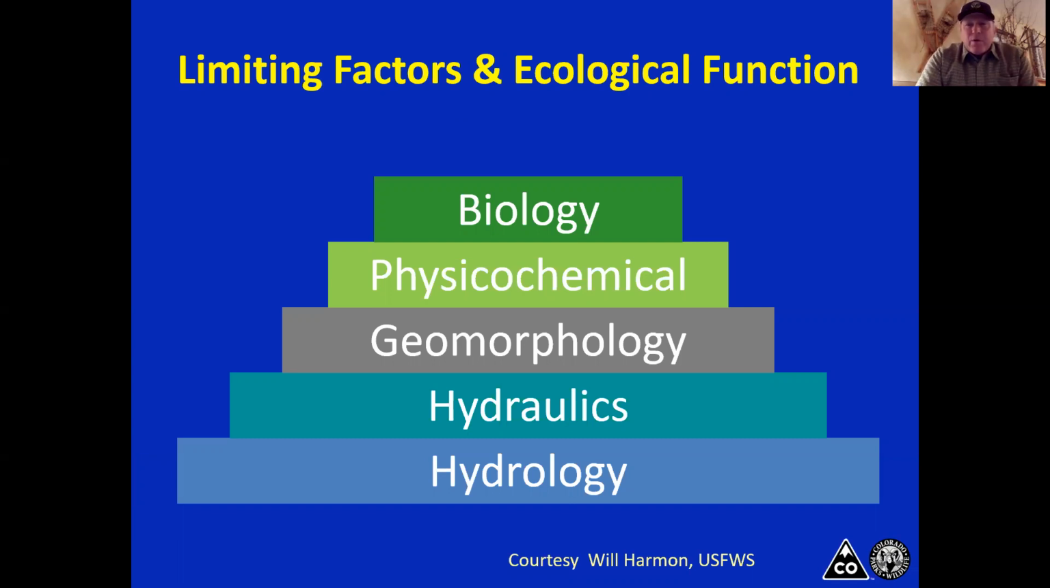However, it's important to realize that before we can get to biology, there are a lot of different stages or steps that we have to have in place in order to have a healthy, functioning population. So this is a conceptual diagram developed by Will Harmon with the U.S. Fish and Wildlife Service. At the basis of fish habitat, you have hydrology, or simply water. You've got to have water, and hydrology describes in a stream the pattern of flows over time.